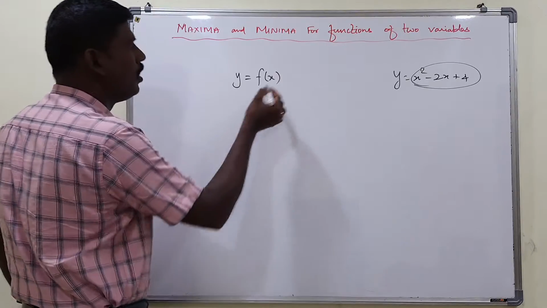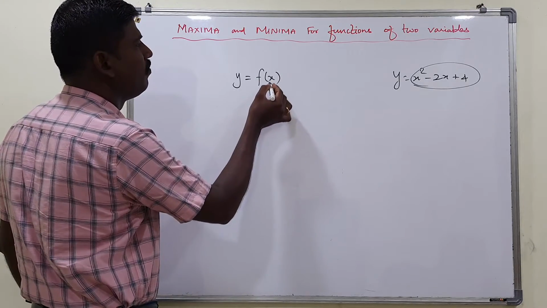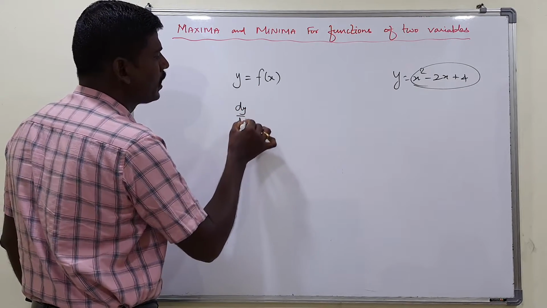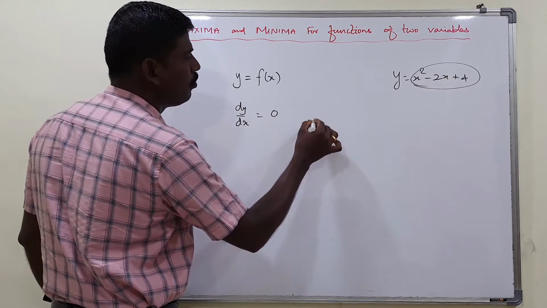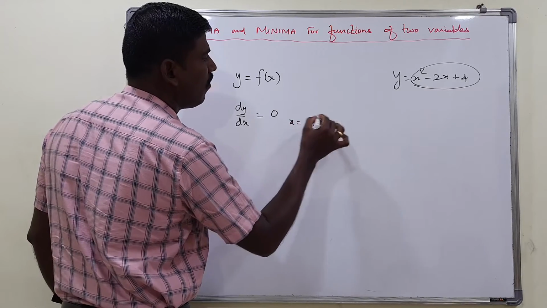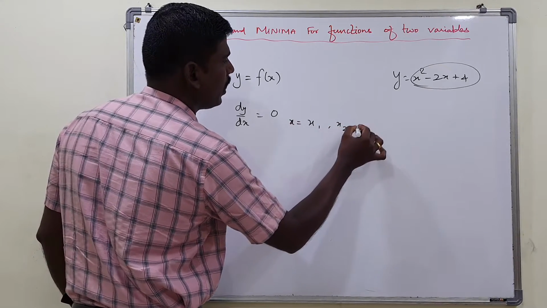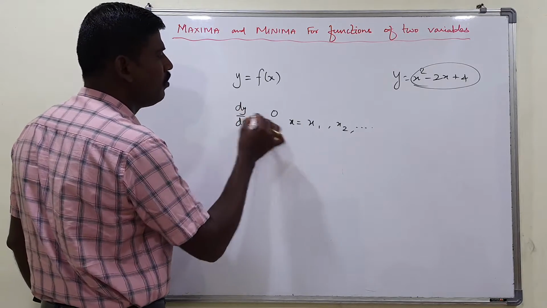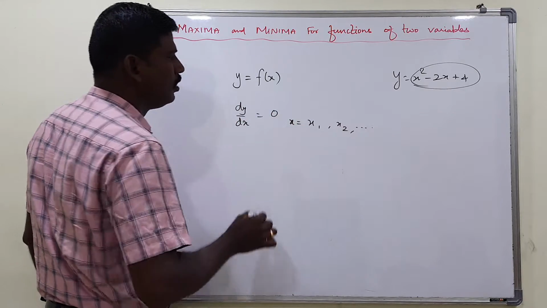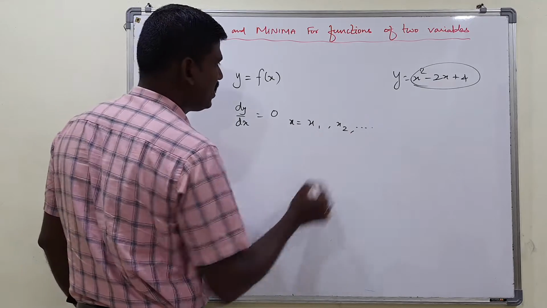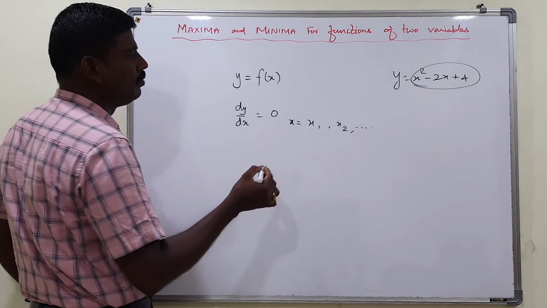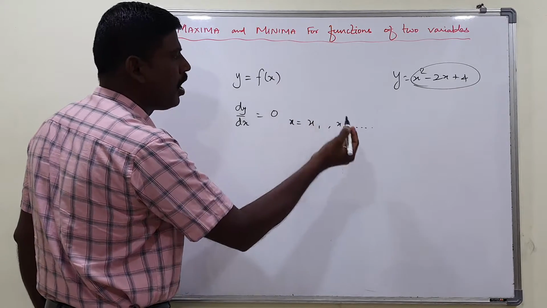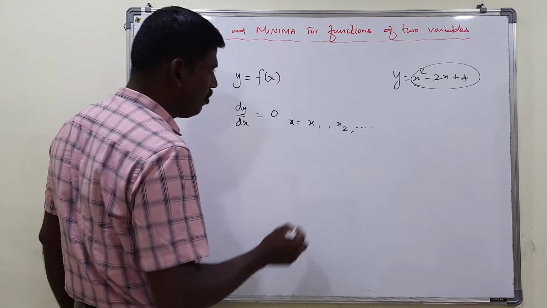How to find the maximum and minimum of this function? By taking the derivative dy by dx and equating to 0, we can find out the points of x, x1, x2, etc. After equating dy by dx equal to 0, we can find out the points. These points are called stationary points. That means at these points, the function takes maximum or minimum, any one of the values.